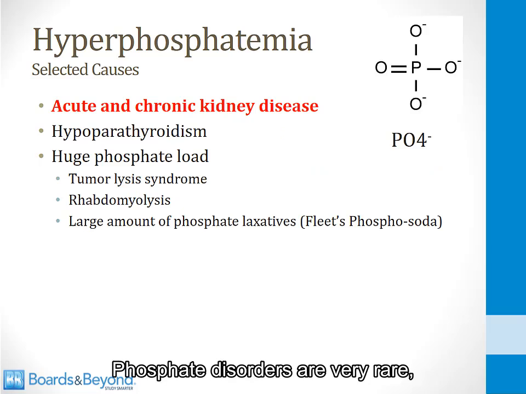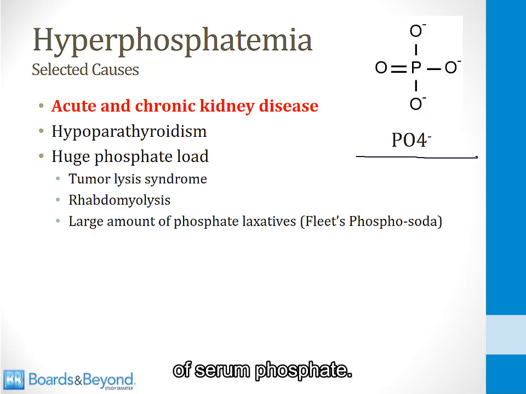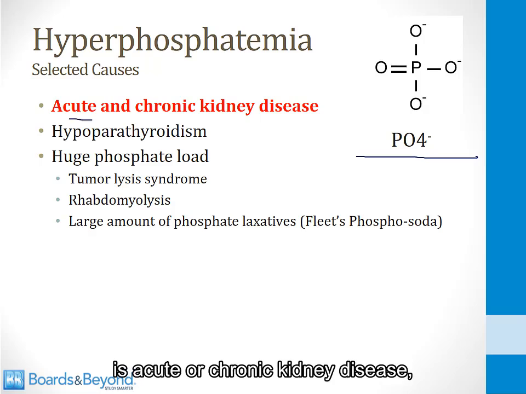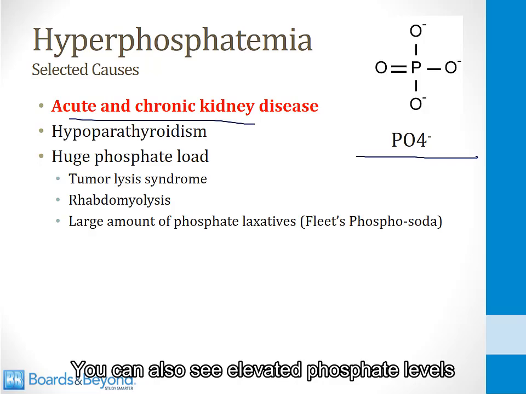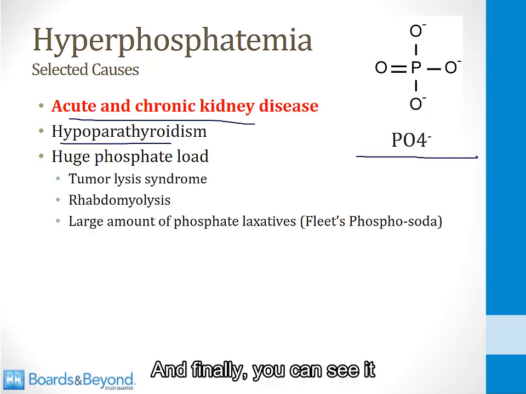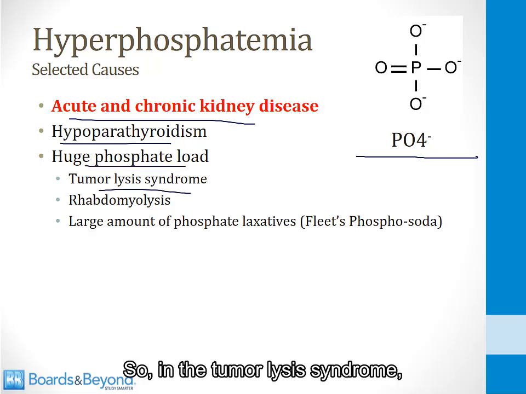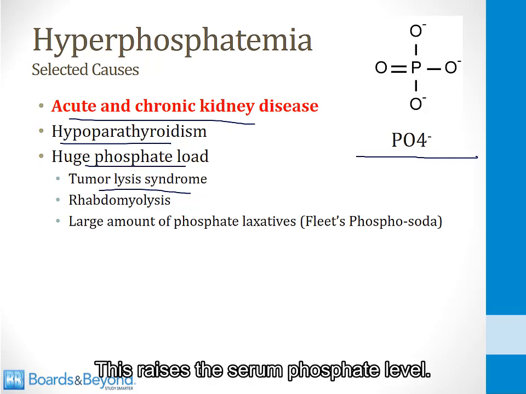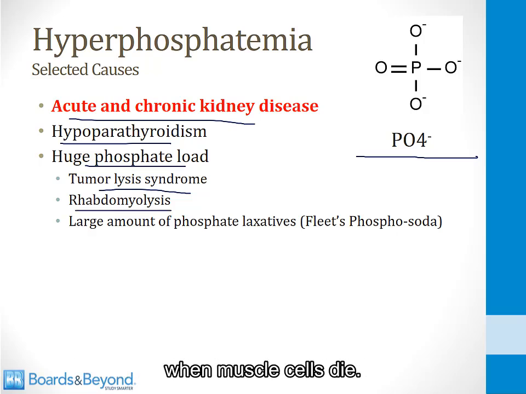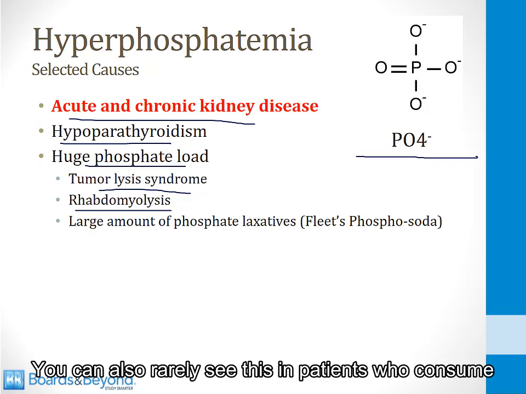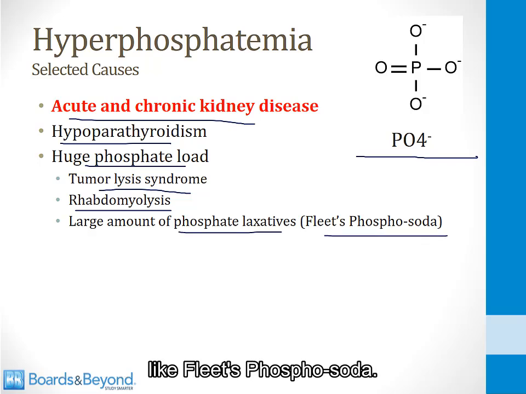Phosphate disorders are very rare, but I'll go through them now. Hyperphosphatemia involves elevated levels of serum phosphate. The classic cause of this problem is acute or chronic kidney disease, which I'll talk about on the next slide. You can also see elevated phosphate levels in hypoparathyroidism. And finally, you can see it at any time there is a huge phosphate load. So in the tumor lysis syndrome, lots of phosphate spills out of cells. This raises the serum phosphate level. The same thing happens in rhabdomyolysis when muscle cells die. You can also rarely see this in patients who consume large amounts of phosphate-containing laxatives like Fleet's phosphosoda.